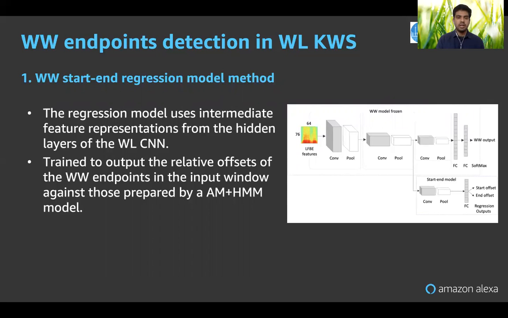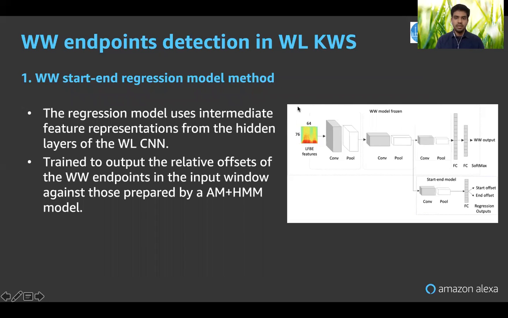For endpoints detection in the previously described word level architecture, the first method is called the start and regression method. It's a simple idea. We train a new network with the intermediate output of the existing architecture, the word level CNN, and we train this new network to detect the offsets of the wake word endpoints in the input window. This is done to ensure that we don't degrade the wake word detection performance of the original network.